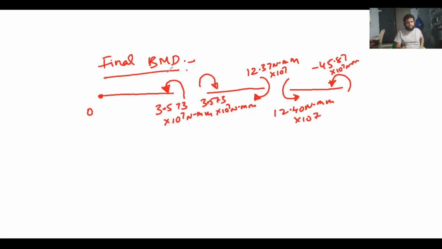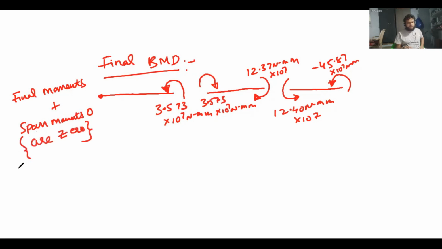That's all. What is the final BMD? Final BMD is nothing but final moments plus span moments. Now what happened to the span moments? Span moments are 0. Why are span moments 0? No load, no moment. Very similar to your fixed end moments. So we have to plot the diagram only with the help of final moments.